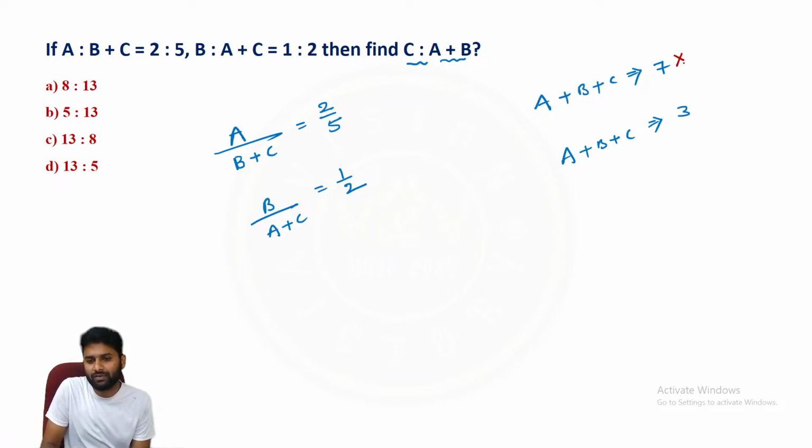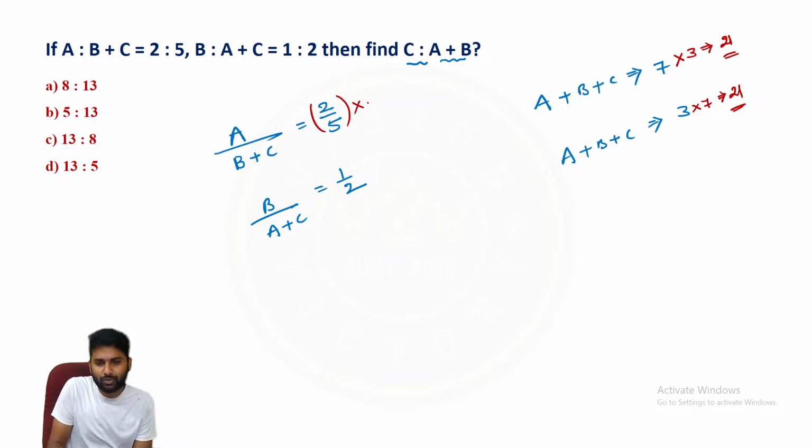If you want to equate them, multiply the above expression by 3 and the below expression by 7. Now the total number of units is 21, and you will get the same sum. That means you have to change the ratio: multiply the first ratio 3 times, and the second ratio you should multiply 7 times.